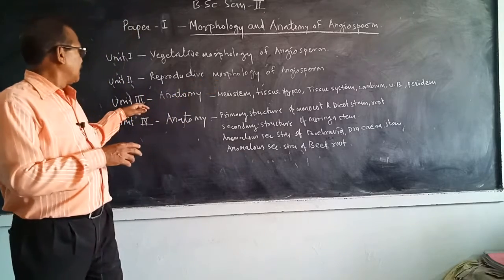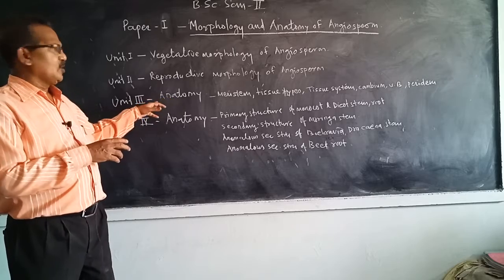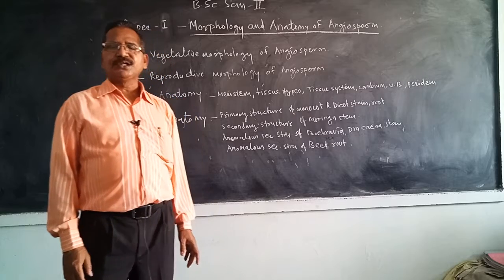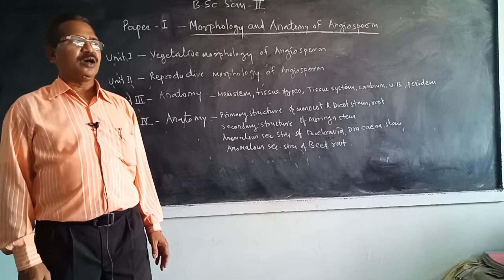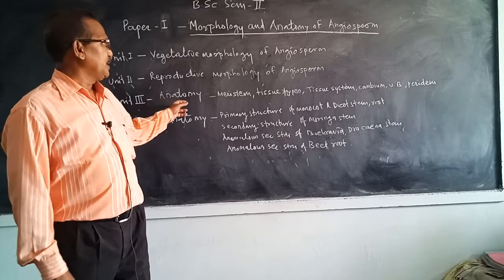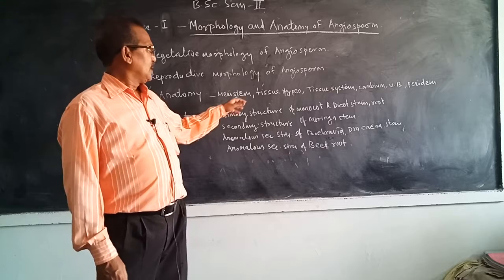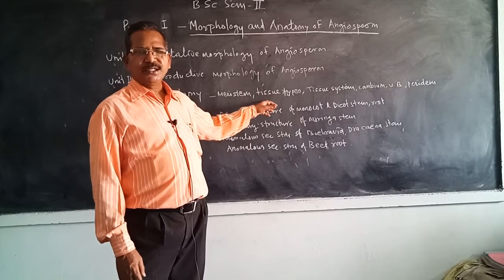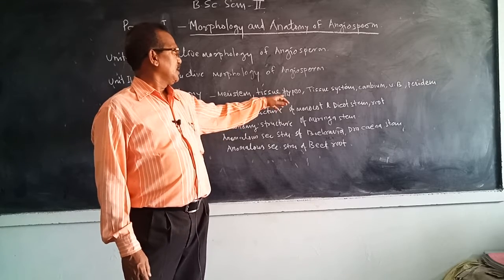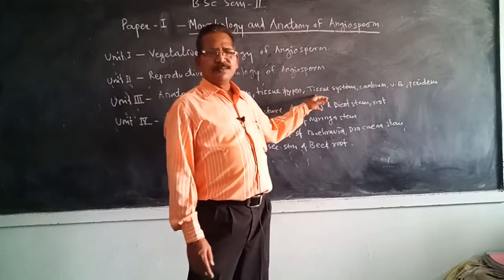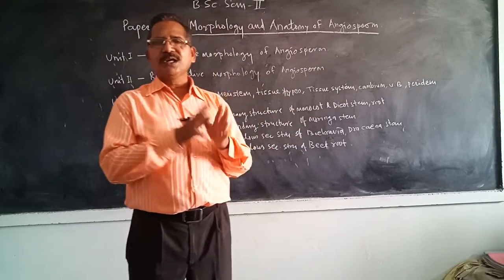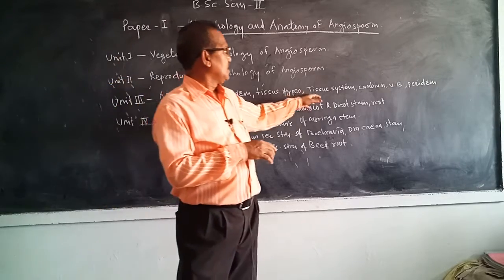While the third unit is on anatomy. Anatomy means the internal structure of the stem, root or any part of the plant. In anatomy, the meristematic tissue and tissue types, simple tissue and complex tissue, are studied under tissue types. Tissue system means epidermal tissue system, ground tissue system and vascular tissue system. This is included in tissue system.